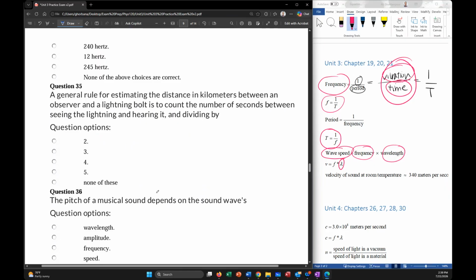Okay, question 35. Any questions so far? A general rule for estimating the distance in kilometers between an observer and a lightning bolt is to count the number of seconds between seeing the lightning and hearing it and dividing it by 3. So 3 is the right answer.